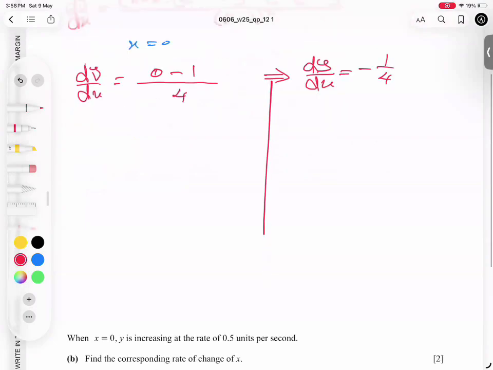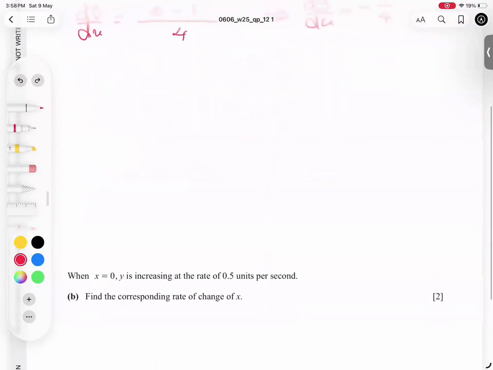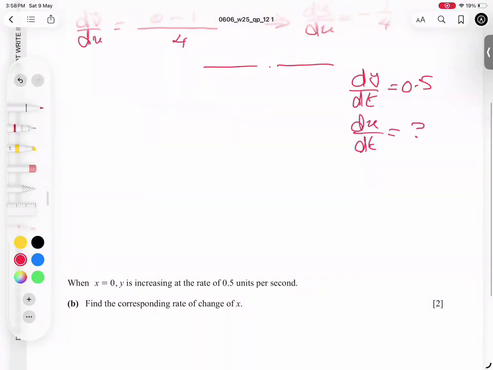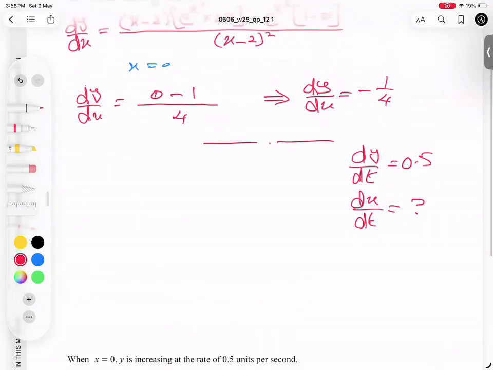Now we have to go for the next part. It says when x is 0, y is increasing at a rate of 0.5 unit per second. I'm doing the same. Basically, dy over dt is 0.5, given from here. We can take it. And he's asking the rate of change of x. So our job is to find dx over dt. I will apply the chain rule here. So have a look here, the chain rule.